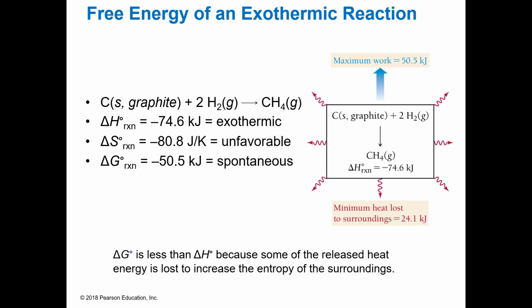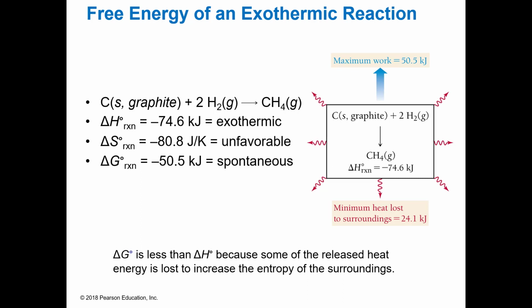So here's an example of carbon, graphite, reacting with hydrogen to form methane. It's an exothermic reaction. It's a negative entropy change because we went from 2 moles of gas to only 1 mole of gas, so it's unfavorable. And the delta G of the reaction is negative 50.5. It's spontaneous. So again, negative delta G says it is spontaneous, and maybe we'll get some work out of it.